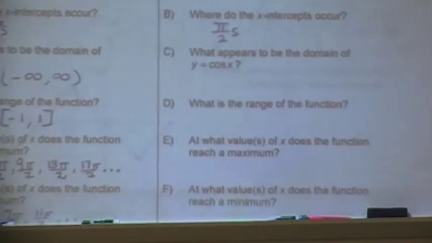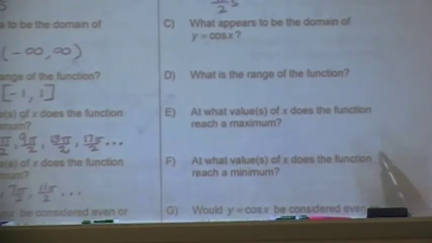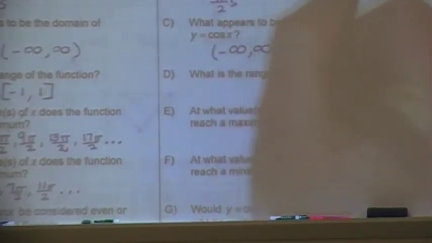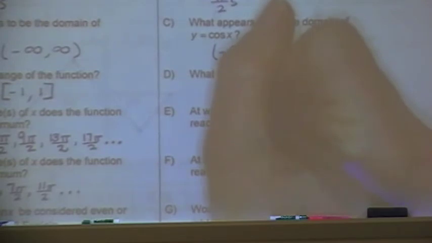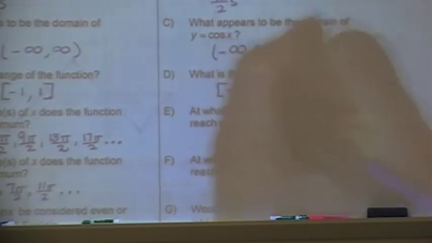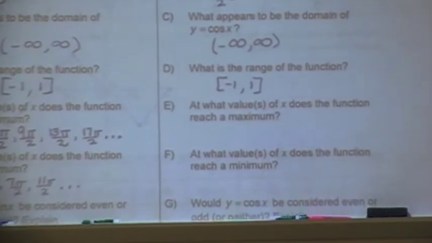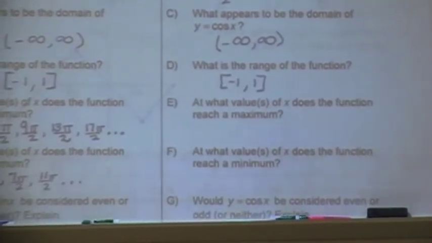All right, domain of cosine. Negative infinity to positive infinity, or all real numbers. What about the range? Negative 1 to 1. At what values of x does this function reach a maximum? So what about cosine? Where are the maximums on cosine?